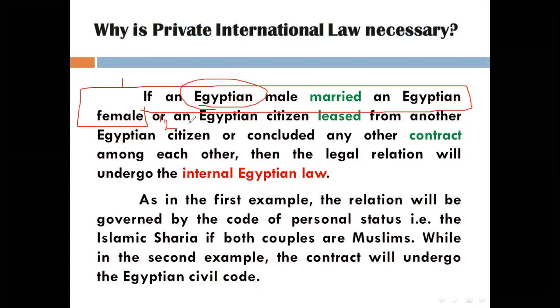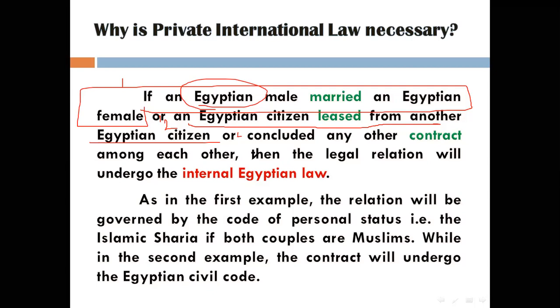Or another example. Let's imagine that an Egyptian citizen leased from another Egyptian citizen, or an Egyptian citizen bought something from another Egyptian citizen. It's a civil transaction that happened between these two Egyptian persons. Also in this example, both parties to this contract are Egyptians. This is example number two. Or example number three, let's say that these two parties concluded any other contract among themselves.